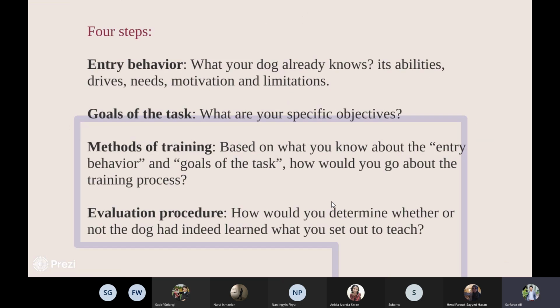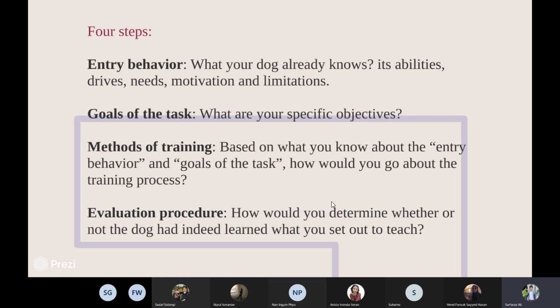These are the steps. In step number 1, you will have an entry behavior, and in entry behavior you will ask some basic questions, such as: what does your dog already know? Is it talented or not? How would you train that? What are its abilities, drives, needs, motivations and limitations too? Such kinds of questions you will be raising in step number 1.